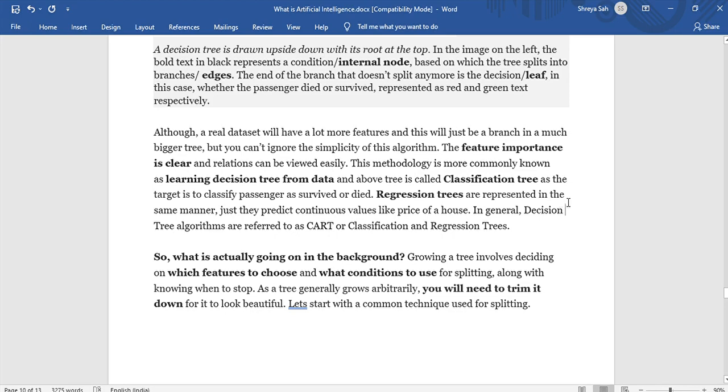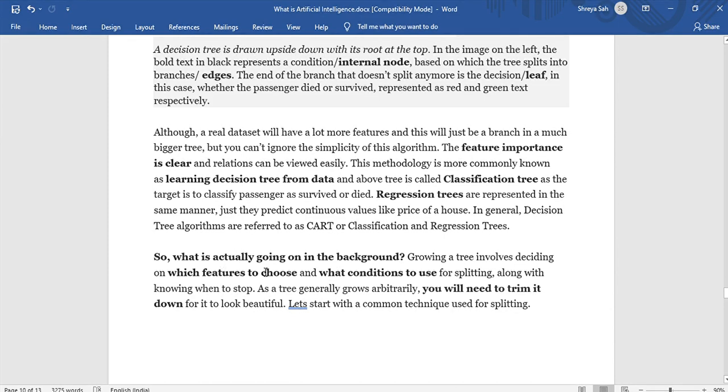Okay, but what is a regression tree? Regression trees are represented in the same manner, except they predict continuous values like the price of a house. In the previous two videos I discussed the example of the price of a house: what will be the price of a house based on the features of the house and the data on which the model is trained. Similarly, values like the price of a house come under regression trees. In general, decision tree algorithms are referred to as CART, or classification and regression trees.